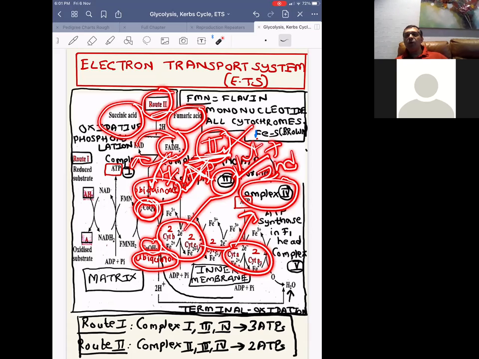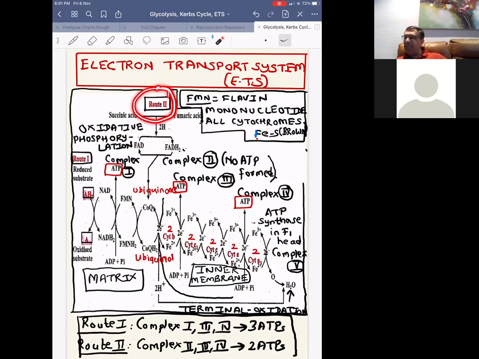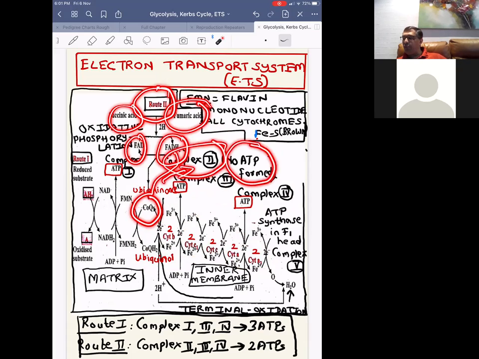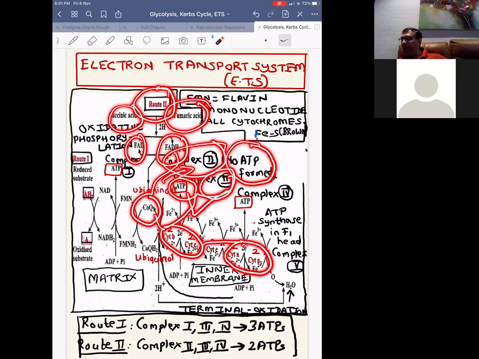So how many ATPs will be formed in root 2? In root 2, from succinic to fumaric acid, FAD to FADH2, FADH2 to coenzyme Q in complex 2, no ATP is formed. And then between B and C1 one ATP is formed, which is complex 3. Between A and A3 one more ATP is formed, which is called complex 4, and these are called complex 1, 2, 3, 4.